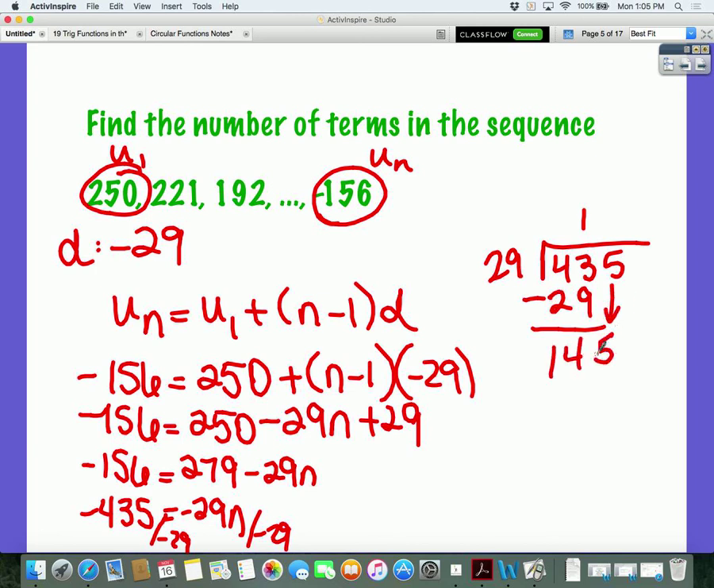How many times does 29 go into 145? 5. Because then it ends up being a 5. Carry the 4. So 15. So this is negative 15, so negative 156 is your 15th term. Questions?